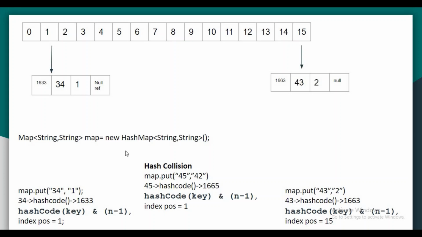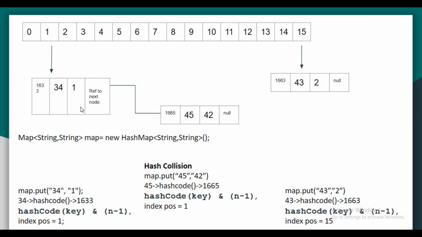Then how can I insert another node into this index position? This scenario is known as hash collision, guys. As we already have a node at this index value, for this next node reference a new node will be created. If you observe, guys, before, the reference is null. Now the reference is a reference to the next node.